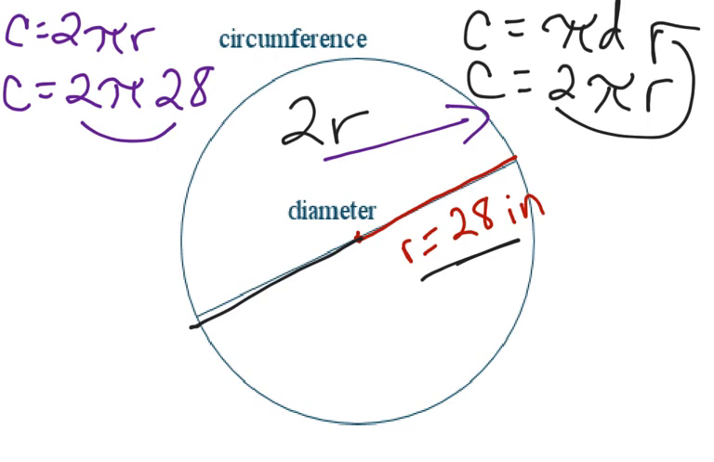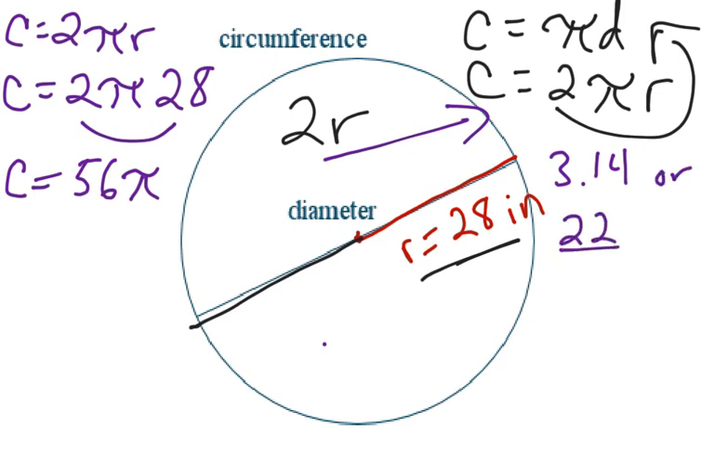We can combine 2 times 28. 28 doubled is 56 times pi. In terms of pi, 56 pi. When we estimate, if we said to estimate the circumference, then we could use either 3 14/100ths for pi, or 22/7 for pi.